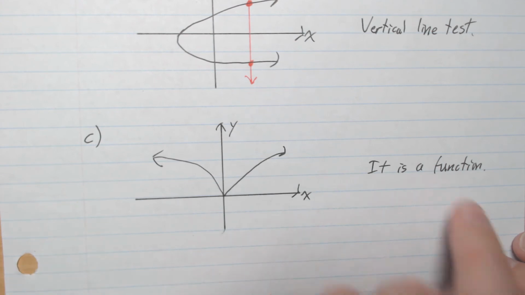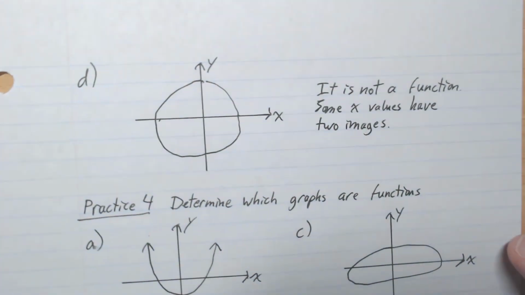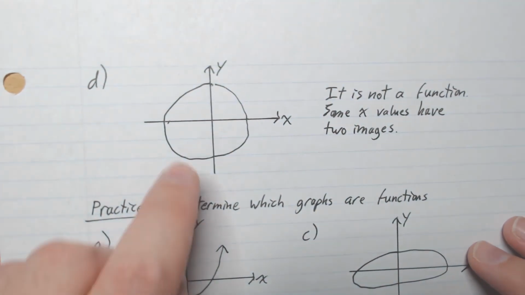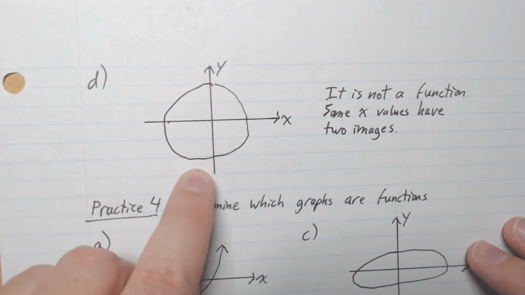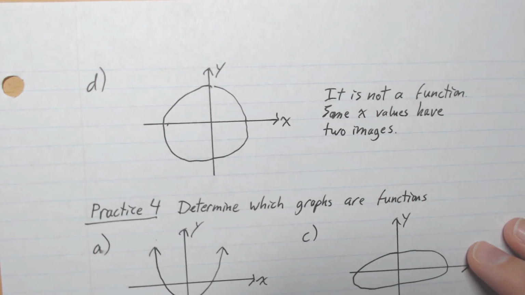C, here we have a function, right? Vertical line test, no problem. Okay, D, this is not a function, right? So the x value here has this y value and that y value at the same time, right? So this is not a function.